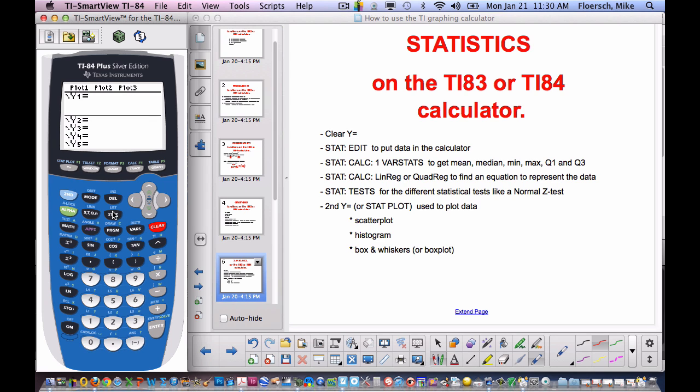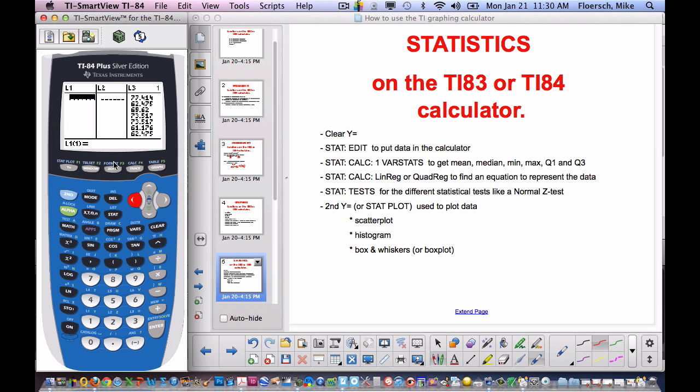Now I'm going to do stat, edit, number 1, and I'm going to type in, oh, I have stuff in my calculator. So what I want to do is I'm going to go up here and I'm going to hit clear, not delete. I'm going to highlight L1, hit clear, not delete. Hit clear and come down. When I do that, it clears out the cells. Go over here to L2, hit clear, not delete, come down, and it clears out the cells.